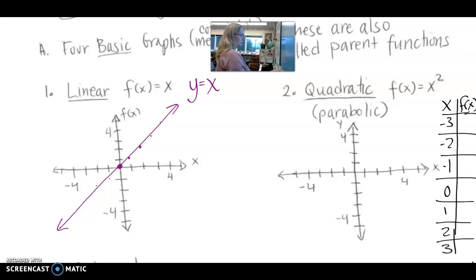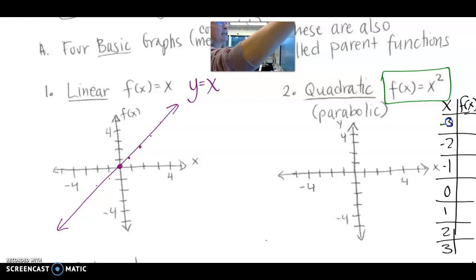Moving on, we're going to look at the quadratic function. The parent function, or the most basic quadratic function, is y equals x squared, or f of x equals x squared. When we graph a quadratic, it's always going to give us a parabola, which is like a U-shaped graph. So I'm just going to make a table of ordered pairs here, and we'll graph those.